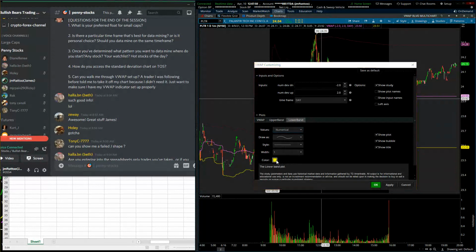Let's change the upper band to red, because that tells me danger, we're overextended. And the lower band to dark green, because that tells me that, hey, we're down low in the buy cycle. We want to look for movement up and off of this. And I always have my VWAPs yellow. Personally, that's just what I do.